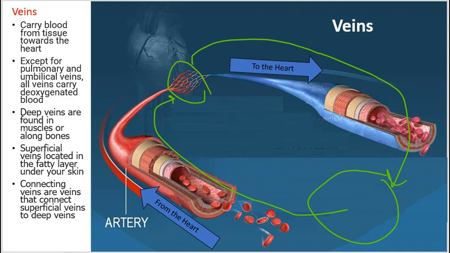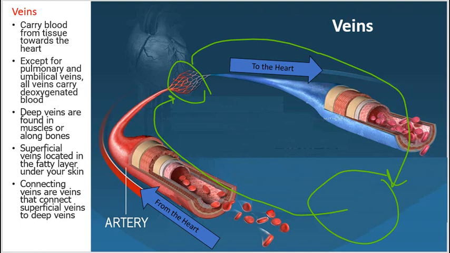Normally veins, or mostly veins, transport deoxygenated blood, or oxygen-poor blood, from the tissue back to the heart. The only two exceptions are pulmonary veins, which deliver oxygenated, or oxygen-rich, blood from the lungs back to the left atrium, and umbilical veins that deliver oxygen-rich blood to the baby. Other than that, all the other veins deliver oxygen-poor blood.